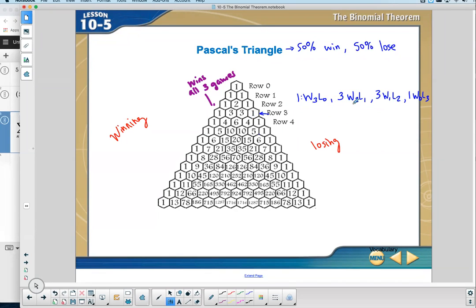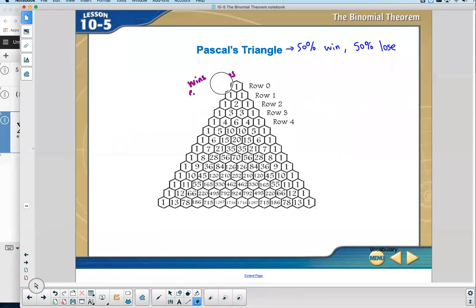I don't hear anything, so let me try this. Do you see the pattern over here? What's happening to the amount of times you win? It goes down. Count down. So we start with always winning and we count down. What about the losses? They go up. They count up. Okay, so let's say we were going to play this game 4 times.